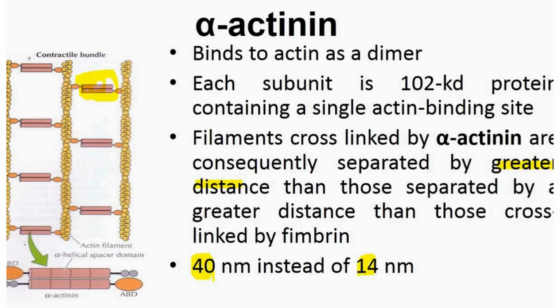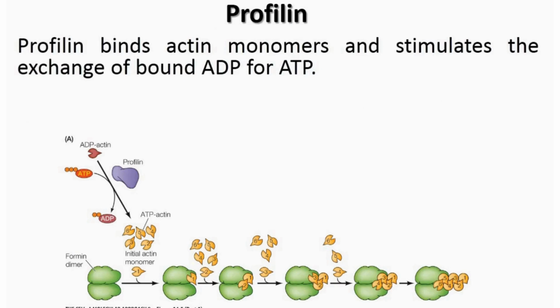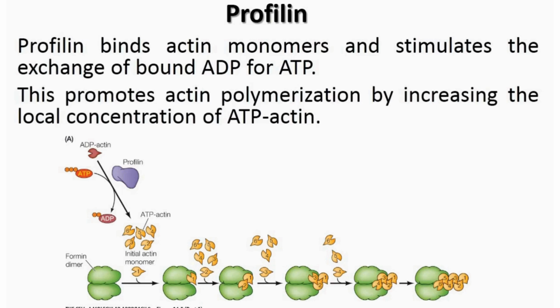Our next protein is profilin. As we discussed earlier when we were talking about formin, profilin binds actin monomers and stimulates the exchange of bound ADP for ATP, and this exchange promotes actin polymerization by increasing the local concentration of ATP actin. So, once the local concentration of ATP actin is more, the entire polymerization steps will be favored.